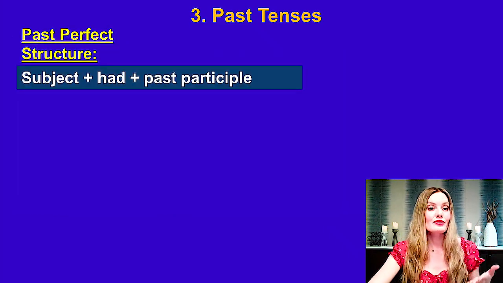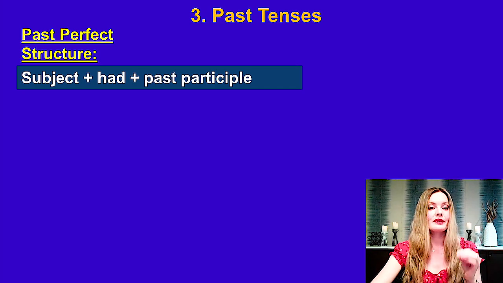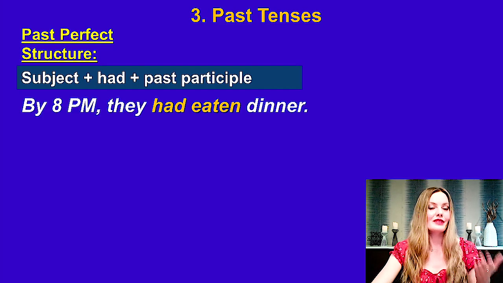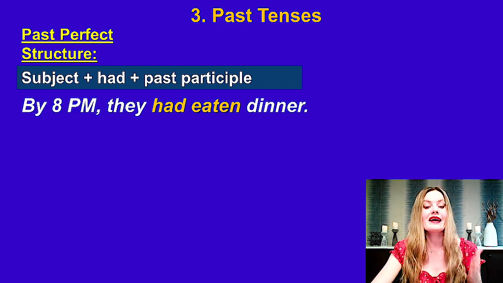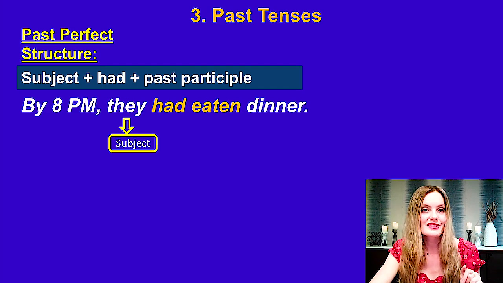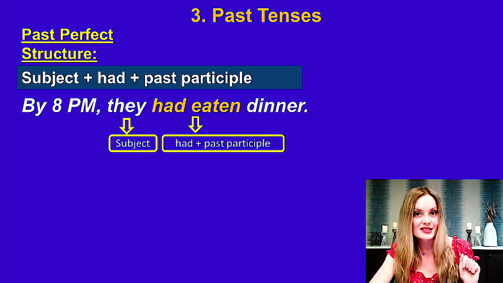So now this is the structure for past perfect tense. We have subject plus had plus past participle. For example, by 8 p.m., they had eaten dinner. They is a subject. Had eaten is had plus past participle.